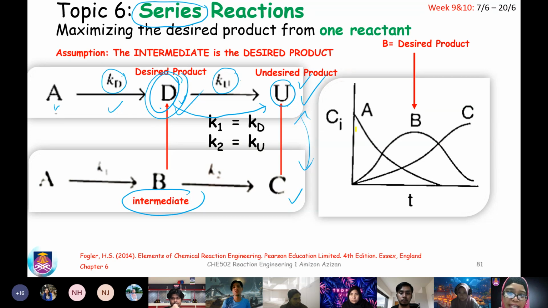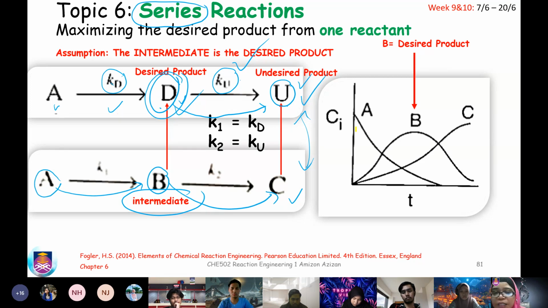I just simply show that there are two kinds of presentation that we have seen earlier. In this topic 6, we use KD and KU, but in our previous topics, we used A to B and B to C, and the specific rate constant is simply K1 for the first pathway and K2 for the second pathway. Both are the same. We just make it more specific, saying that the B now is your desired, which is the intermediate.